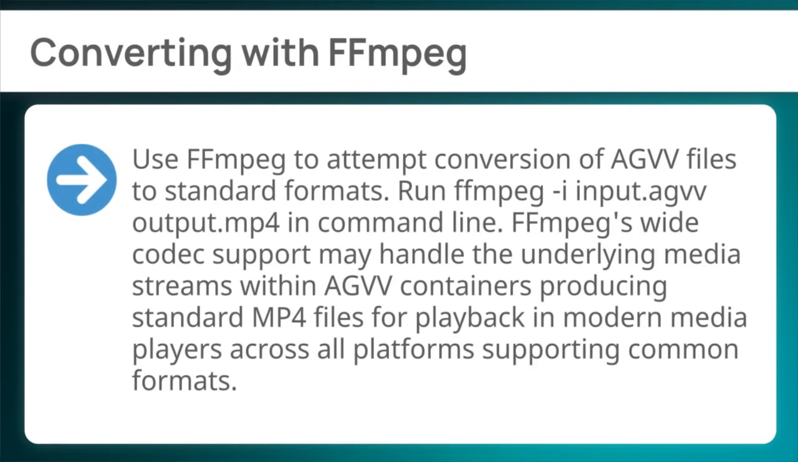Finally, converting with FFmpeg. Use FFmpeg to attempt conversion of AGVV files to standard formats. Run ffmpeg -i input.agvv output.mp4 in the command line. FFmpeg's wide codec support may handle the underlying media streams within AGVV containers, producing standard MP4 files for playback in modern media players across all platforms supporting common formats.